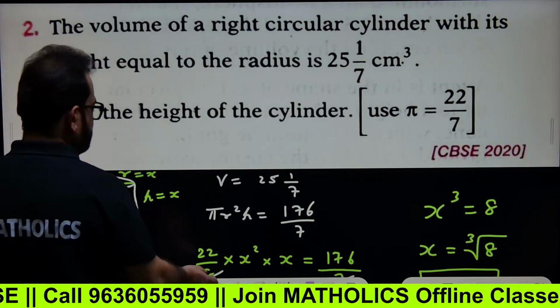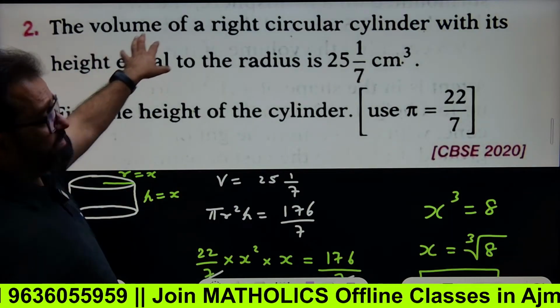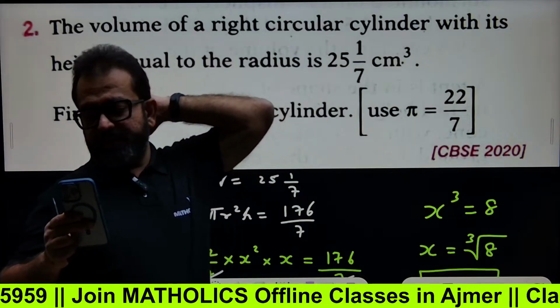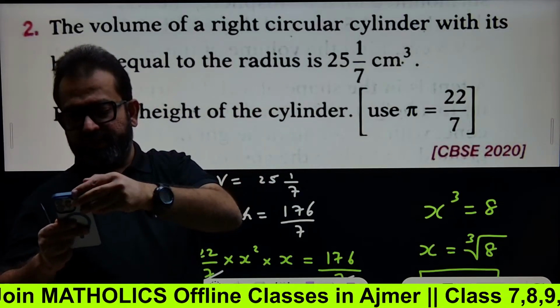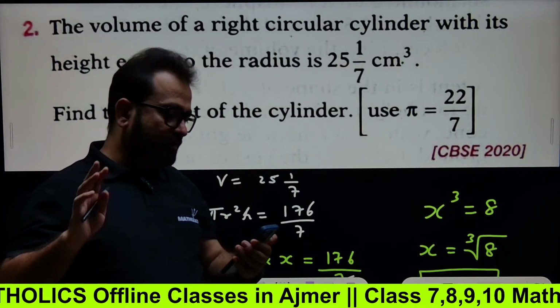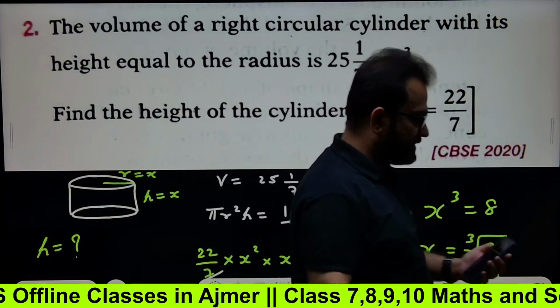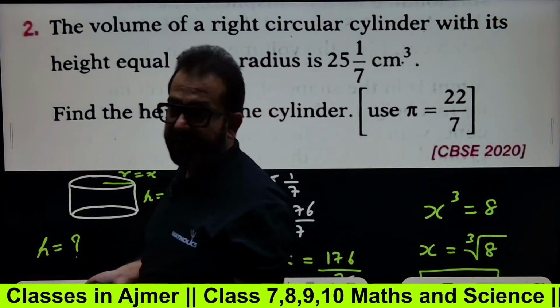Okay. For this, what you'll do? Volume is given of a right circular cylinder. That means pi r square h is given. Yes or no? Tell me. The value of pi r square h is given. Yes or no? I guess yes.